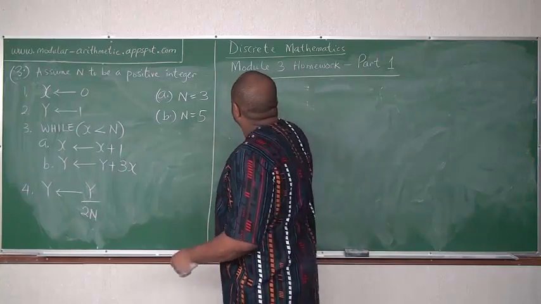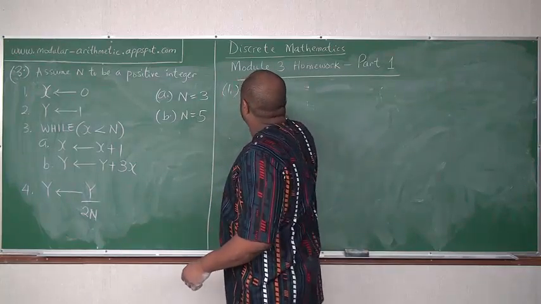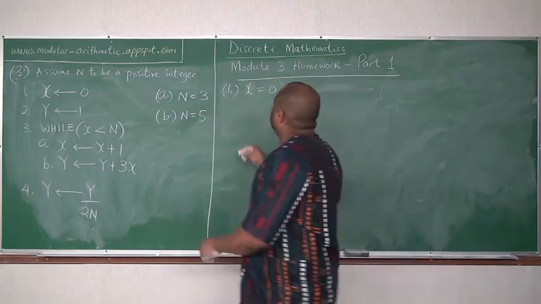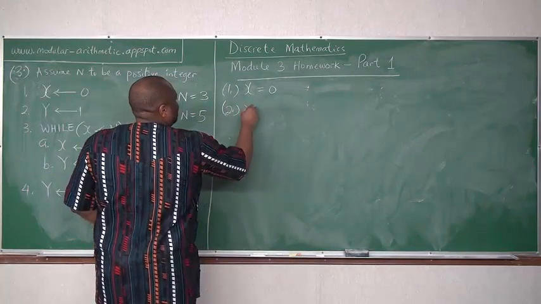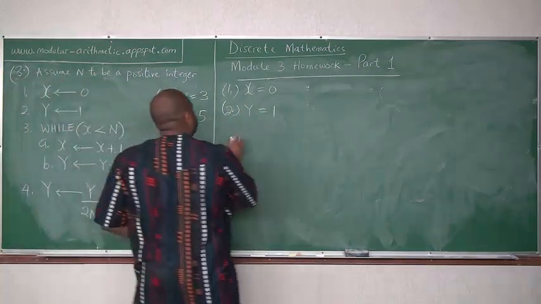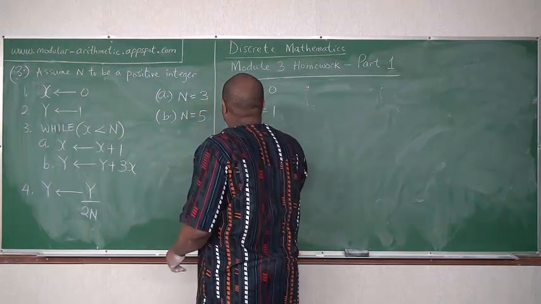We write this first. Number 1, x is 0. Okay? That's number 1. Number 2, y is 1. Okay? Then we look at what happens in the first loop.